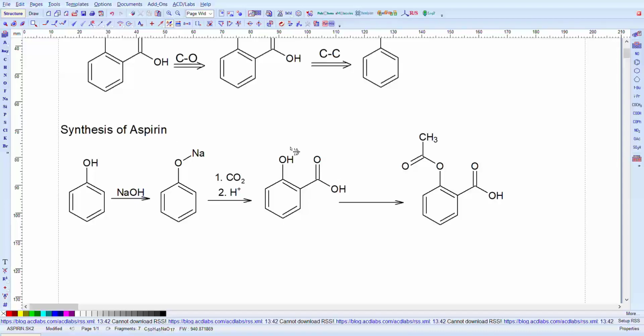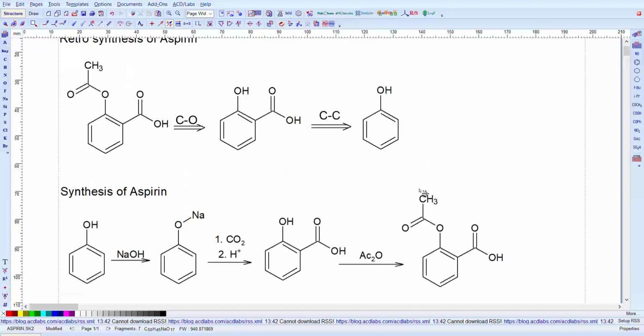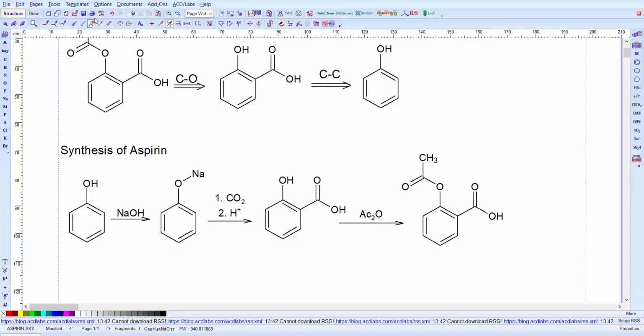And then the last step is to react with acetic anhydride, because now we are creating the CO bond. So CO bond formation uses acetic anhydride. So the last step we are using acetic anhydride. Okay, and that is our compound, paracetamol. Sorry, aspirin, not paracetamol. Sorry, this is aspirin.